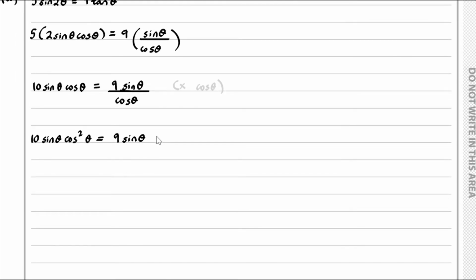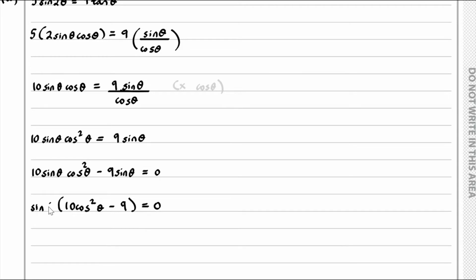And if we take everything over to one side, we have 10 times sine theta times cos theta minus 9 times sine theta. This is equal to 0. And hopefully you can see we have a sine theta which is common to both. So we have sine theta times (10 cos squared theta minus 9). And all this is equal to 0.